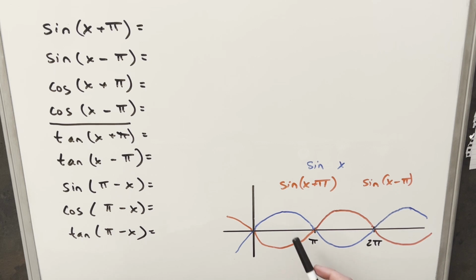So you're just looking at this graph. I have our sine curve in blue. Here's our sine of x. And then in red, we have our shifted versions. We have sine of x plus pi and sine of x minus pi. They're the exact same curve, so I just needed one curve in red.